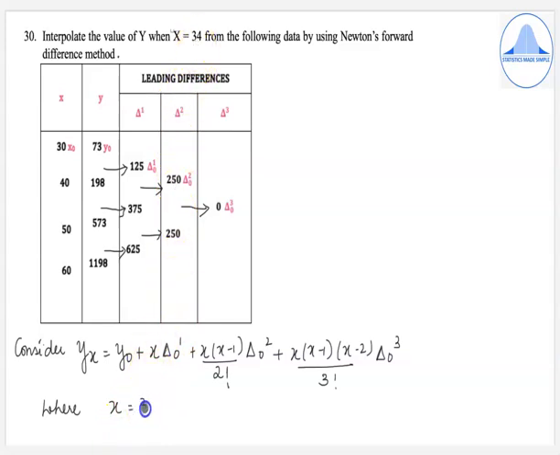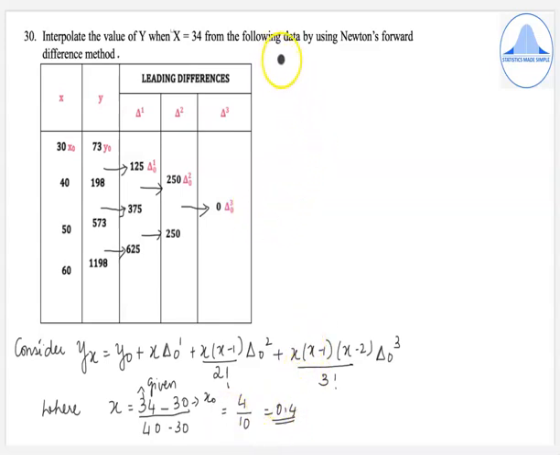So it is 34 minus x naught. X naught from the table is 30, divided by the difference between the two x values, that is 40 minus 30. So this is given in the table or in the question, and this 30 is nothing but your x naught, and 40 minus 30 is the difference between the x values. So we get 4 divided by 10 is equal to 0.4. So it's important to get the value of x right.